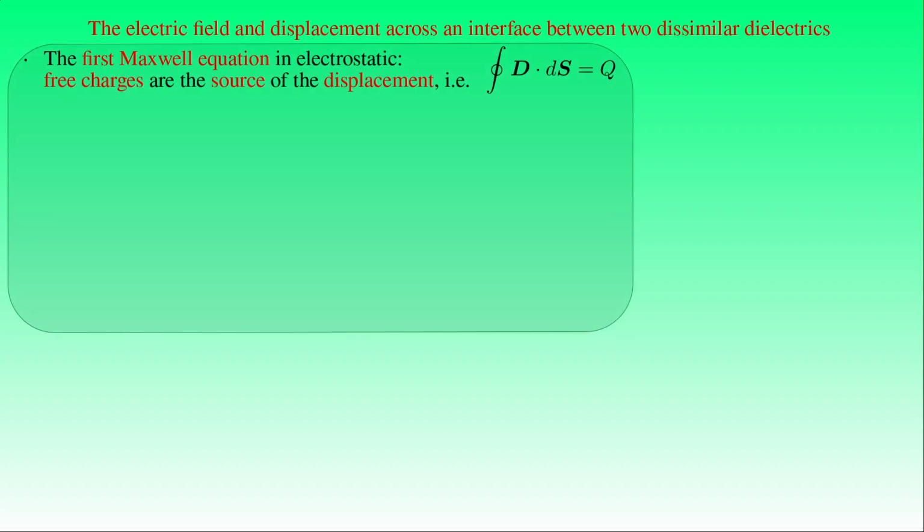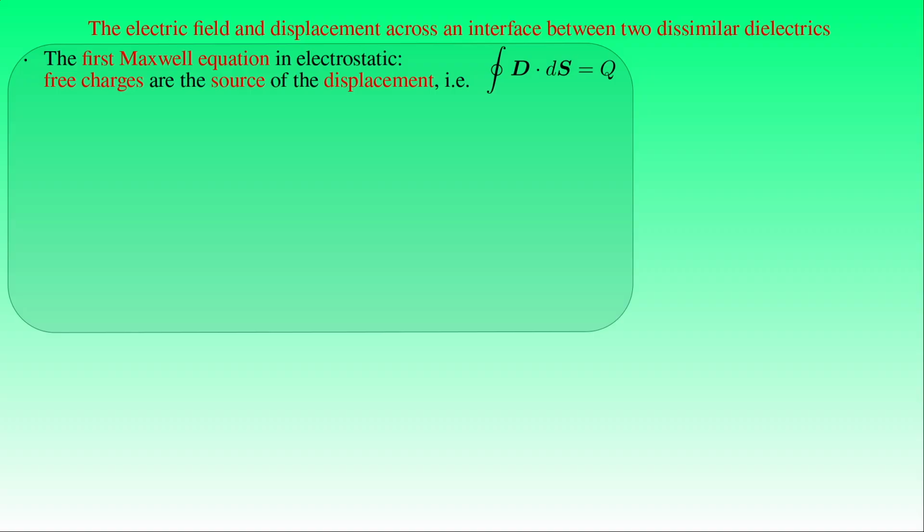Now we determine the boundary conditions imposed on the normal components of the field quantities over the boundary interface between the two dissimilar dielectric media. In order to do so, we apply the first Maxwell equation in electrostatics telling us that free electric charges are the source of the electric displacement field, that is the surface integral of the displacement field D over any closed Gaussian surface is equal to the free charge Q within the surface.